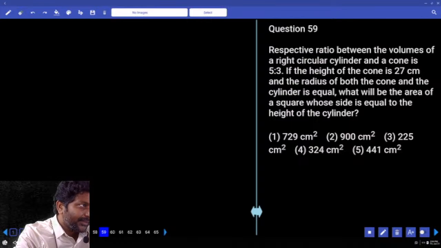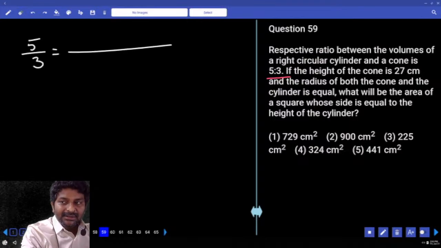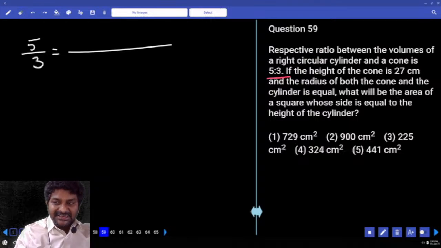Does that make sense? The area of the square should be a perfect square. All are perfect squares only. Among the given options, if there is only one perfect square, we need not solve it. Right? 5:3. What is that? Volume ratio. For what? Cylinder. For cylinder, volume.